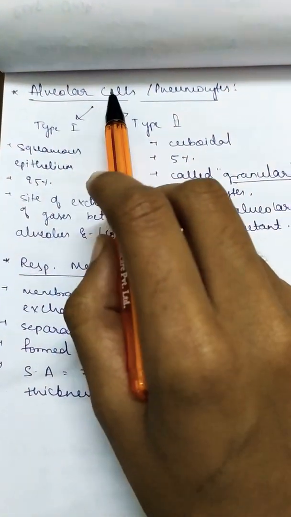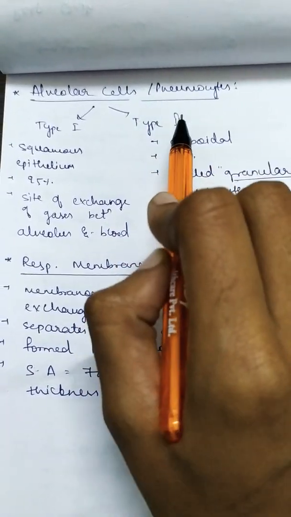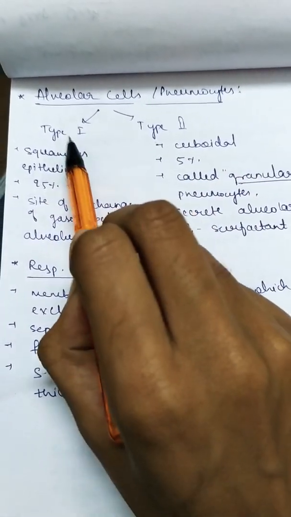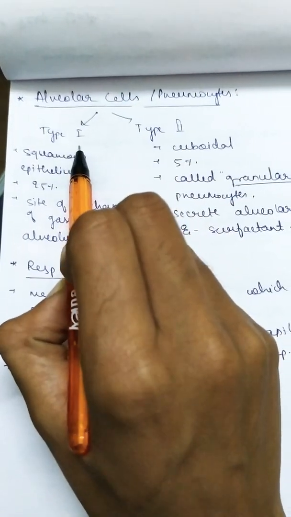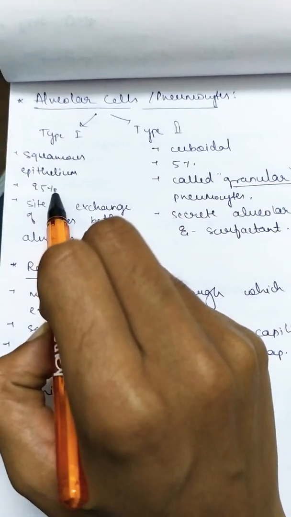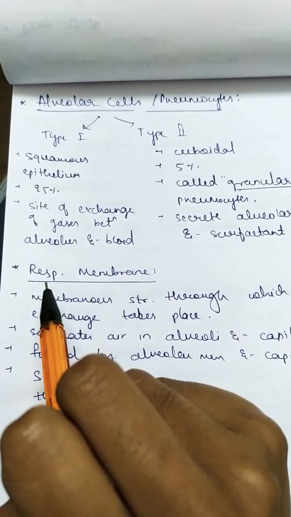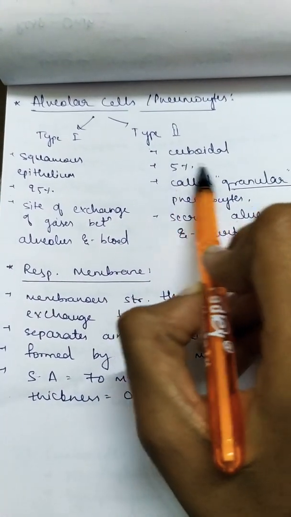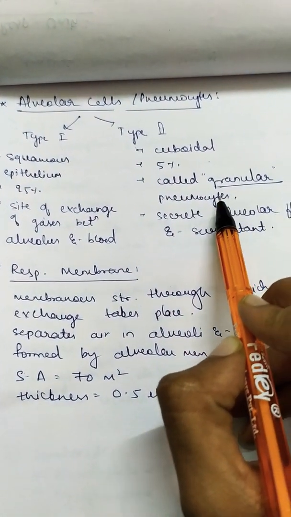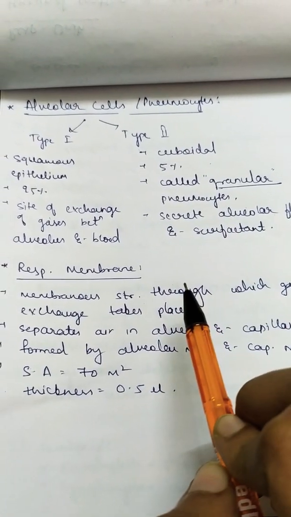Next, alveolar cells are also called pneumocytes because pneumo means lungs. There are two types of them, type 1 and type 2. Type 1 cells are basically squamous epithelial cells. They form 95%, and these are the cells where gases are exchanged between blood and alveolus. Type 2 cells are cuboidal and make up 5%. These have granules, so they are called granular pneumocytes, and these secrete alveolar fluid and surfactant.